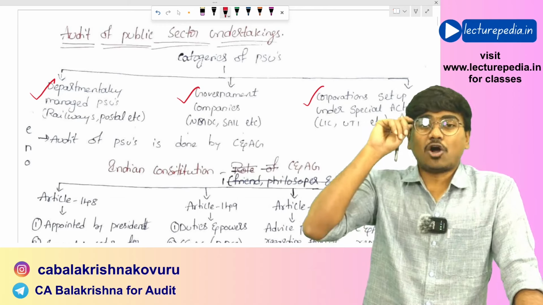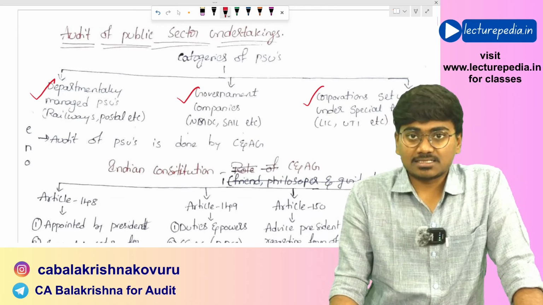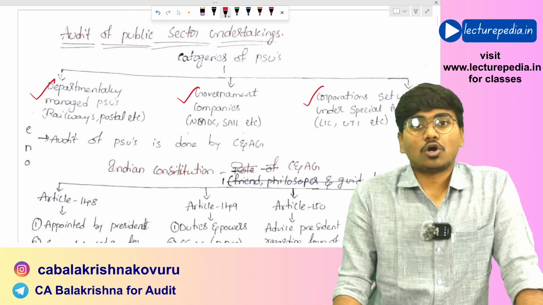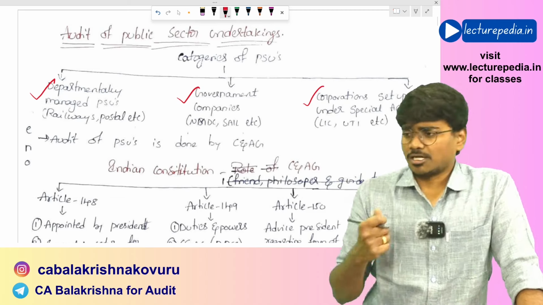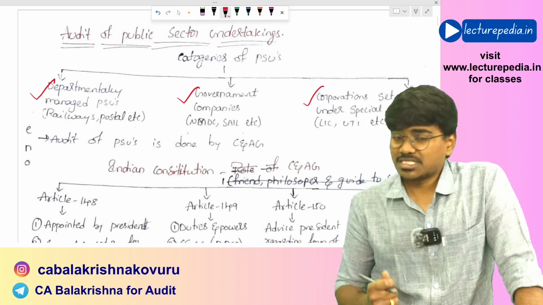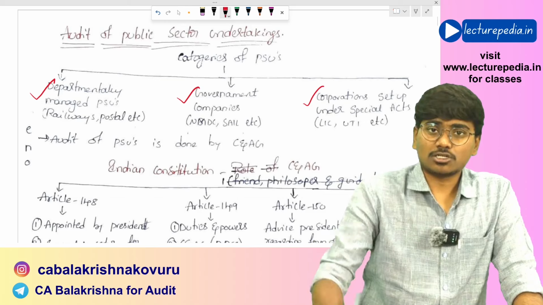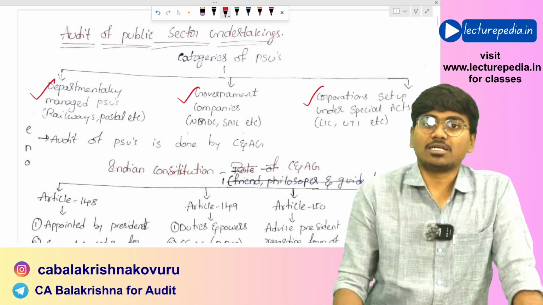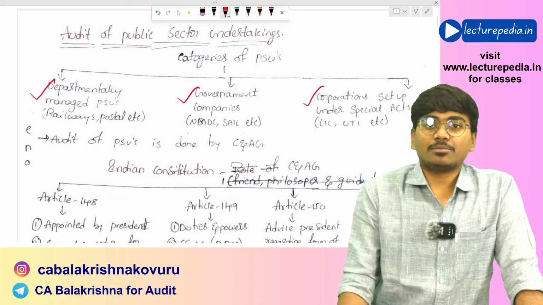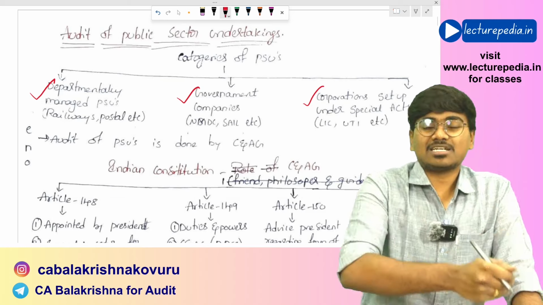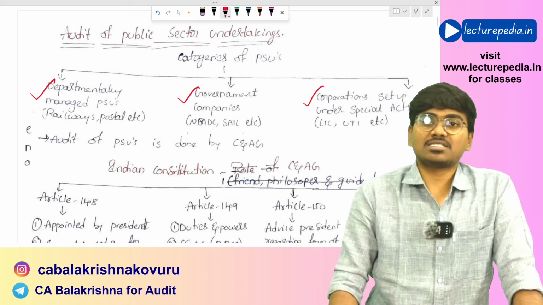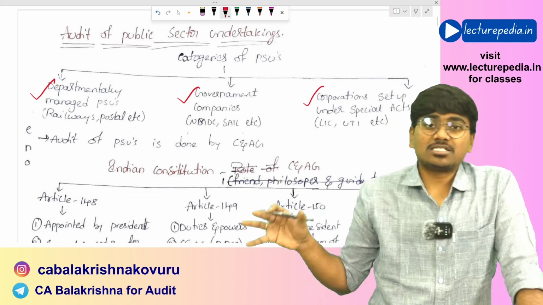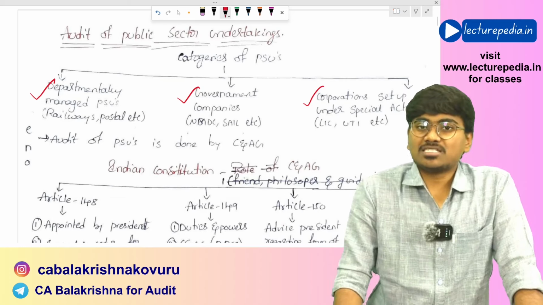Now, the audit of these public sector undertakings will be conducted by C&AG, Comptroller and Auditor General of India. Will the Comptroller and Auditor General of India himself visit these companies and conduct the audit? No. C&AG will be having an empanelment. In the C&AG empanelment, various chartered accountants will empanel themselves with C&AG. Now, C&AG will allot these government audits to chartered accountants. That is how it will happen.